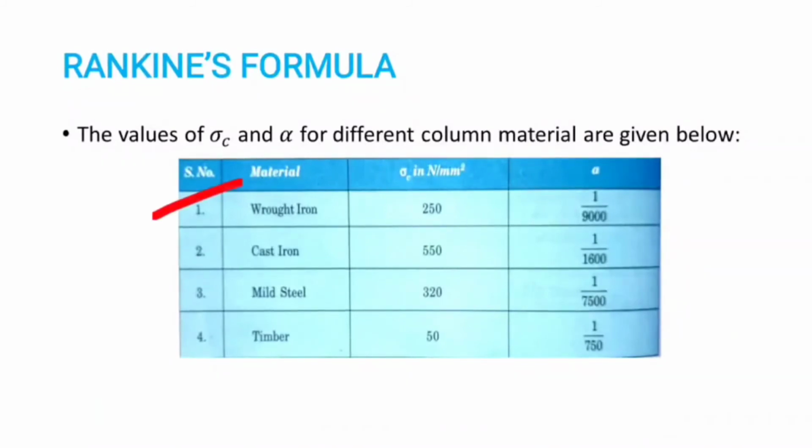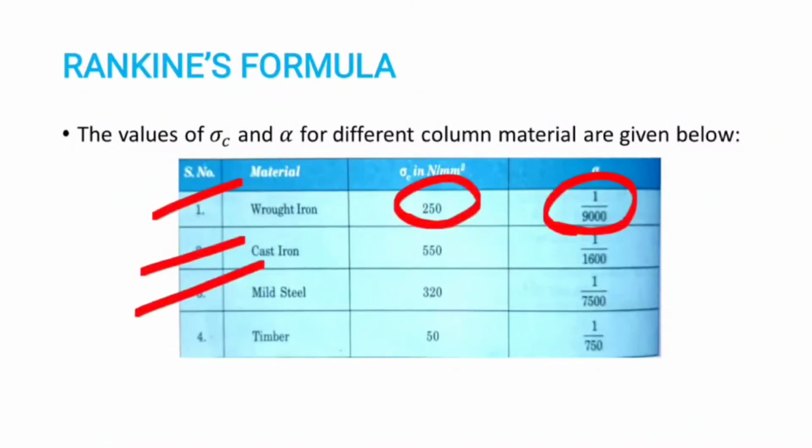For wrought iron, sigma C value is 250 Newton per mm square, then alpha is 1 by 9000. For cast iron, 550 is the sigma C and 1 by 1600 is the alpha. For mild steel, sigma C is 320 Newton per mm square, then alpha is 1 by 7500. For timber, sigma C is 50 Newton per mm square, then alpha is 1 by 750.